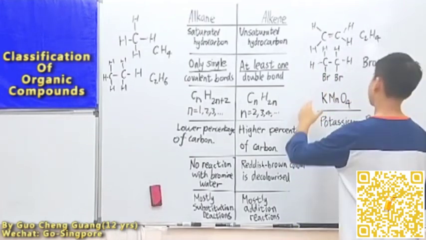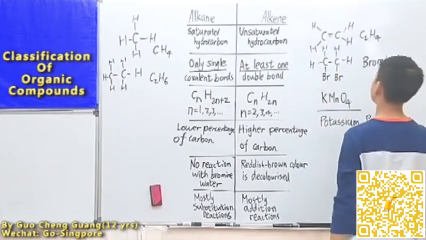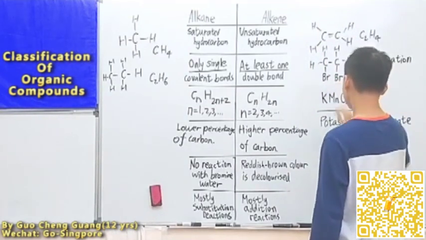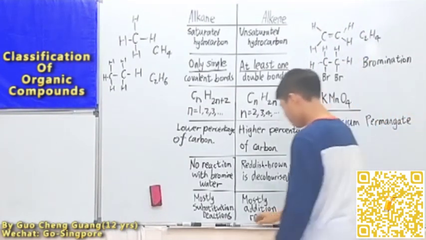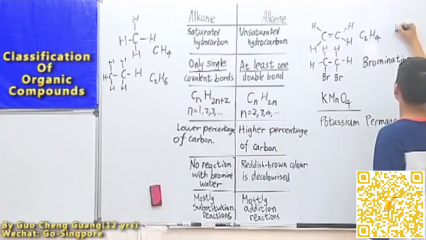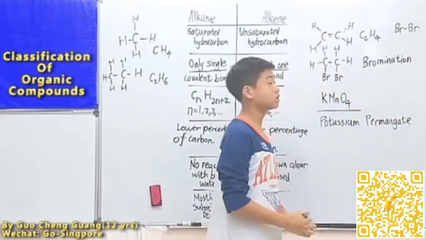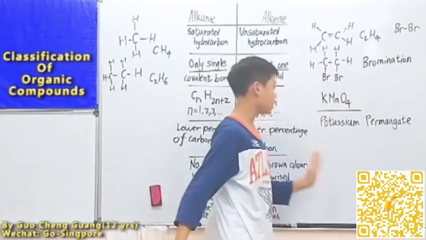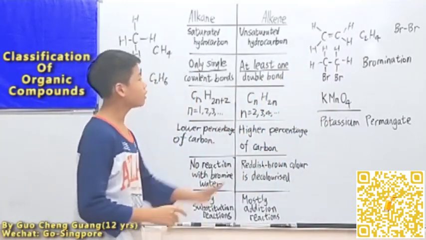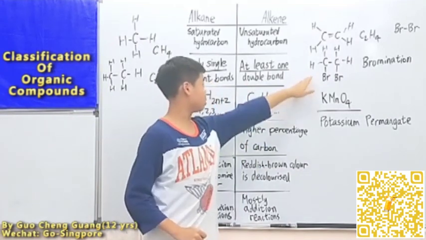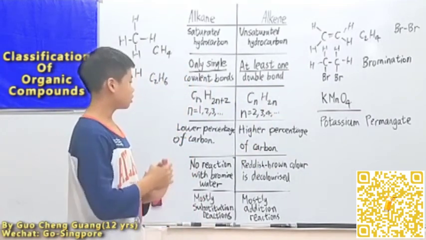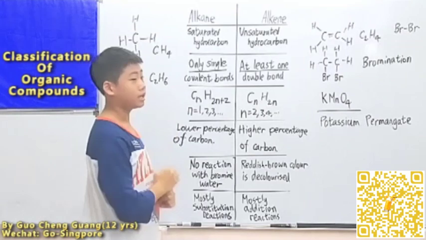For example, take this alkene, then you give it Br. If you want to know what it looks like, this bromine just looks like this. That's the bromine that we are adding in this case. Then it becomes this kind of compound. So right now, I'm just going to end this lesson here.